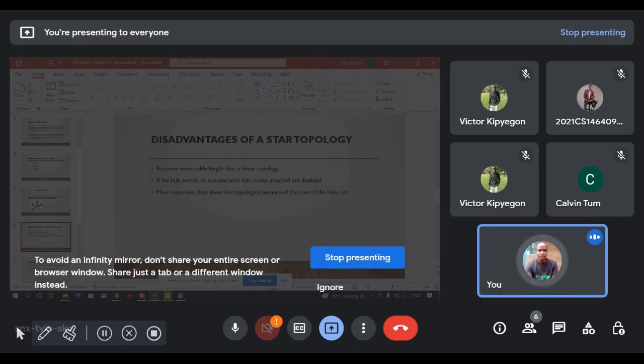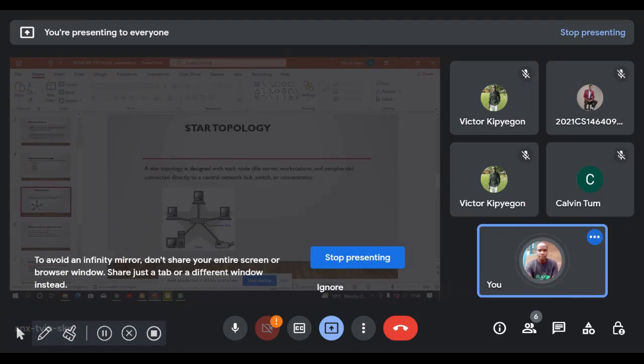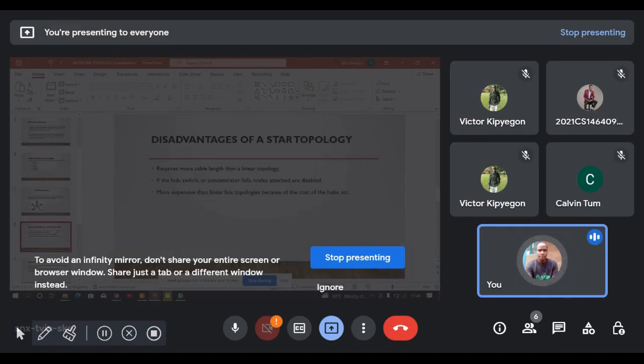It is more expensive than the linear bus topology because of the cost of the hubs. It is more expensive when you will have to buy about five of them, compared to linear, where you'll just have to buy only one. We have the advantages of star topology.